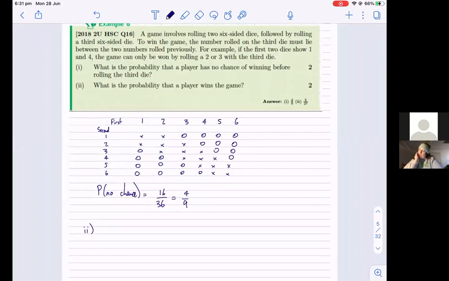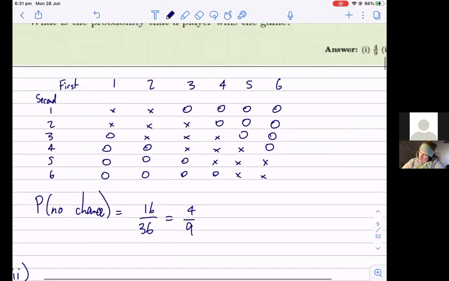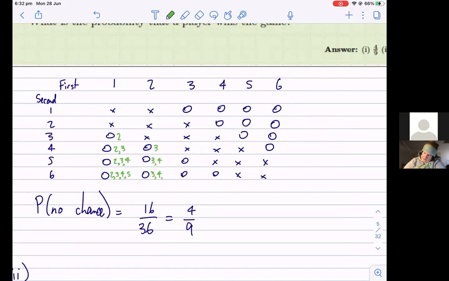Just trying to think of. If they rolled a 1 and then a 3, the only way they could win is getting a 2. A 1 and a 4, they could roll if they got a 2 or a 3. 2, 3, 4, 2, 3, 4, 5. 3, 3, 4, 3, 4, 5.